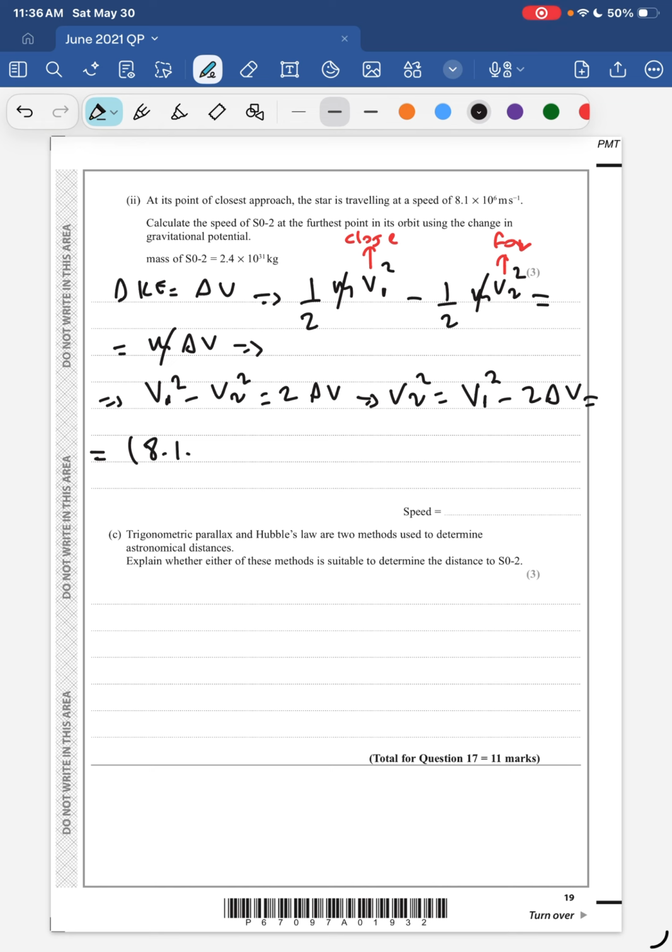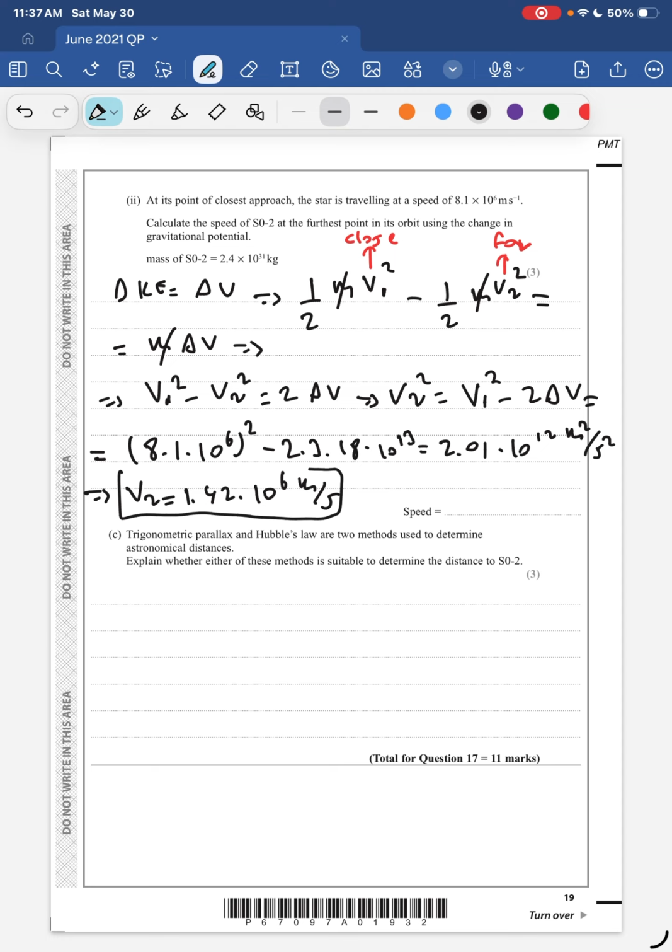So 8.1 times 10 to the 6 squared minus 2 times 3.18 times 10 to the 13 yields 2.01 times 10 to the 12 meters squared per second squared. And if we take the square root, we find that v2 is 1.42 times 10 to the 6 meters per second. Okay, and that's the answer.